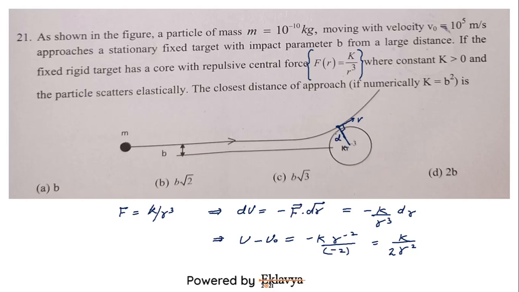So we will now write the energy at this point. The kinetic energy at that point will be written as half m v square, and the potential energy will be written as k by 2d square plus U naught. So U naught gets cancelled, and the remaining thing can be called equation number 1. It is based on the principle of energy conservation.